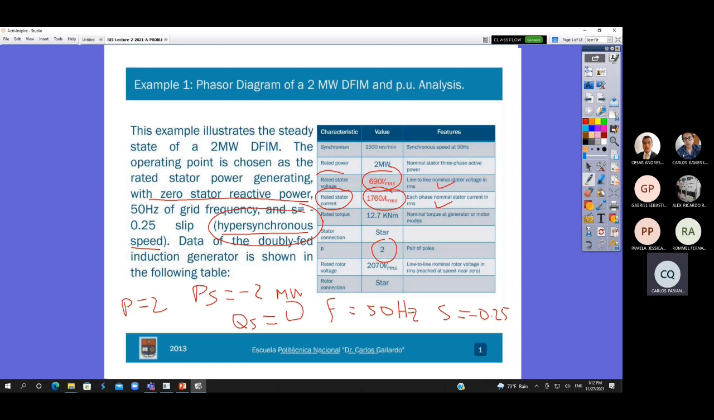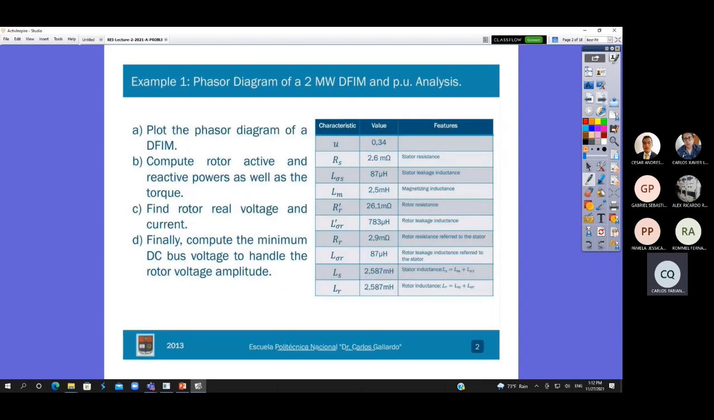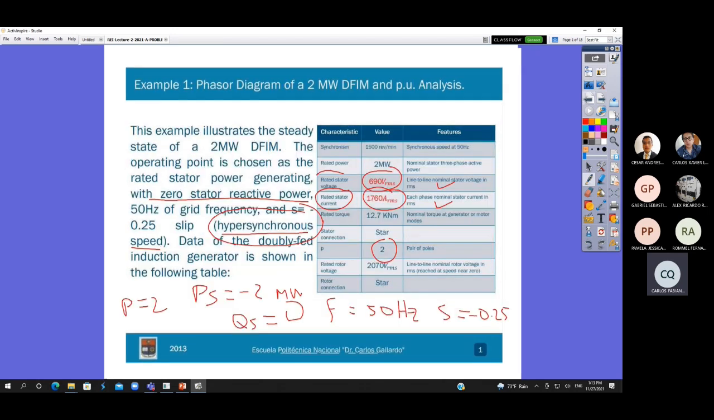Okay, so what else? I need the stator resistance. The stator and rotor inductance. And besides, the magnetizing inductance and the rotor resistance. So we have here the rotor resistance and the stator resistance. According to this problem, the rated stator voltage is this value and this current.